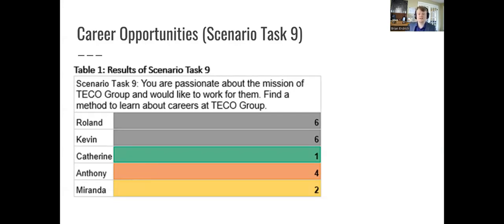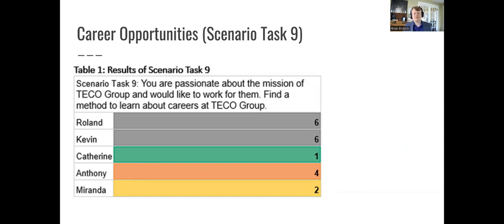This one was a very interesting task. Even us in our group had a very difficult time with finding them when we were requested to make a scenario task for jobs. Roland and Kevin could not achieve this whatsoever. Anthony found it to be very difficult, but said that he could still manage it. That being said, he said that he would manage it by calling the general number to find out about careers. So he didn't actually find any careers listed. He just found calling to be his method.